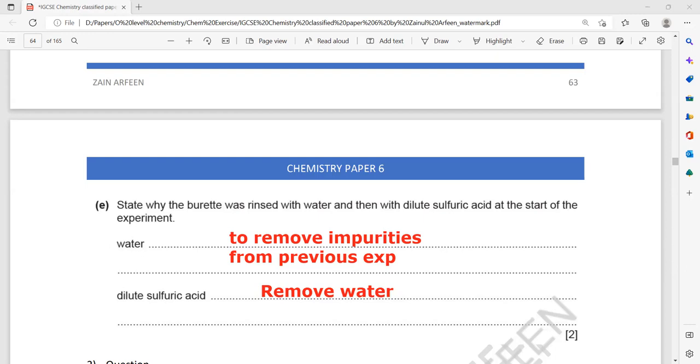So this was the question from topic acids, alkalis and salts.